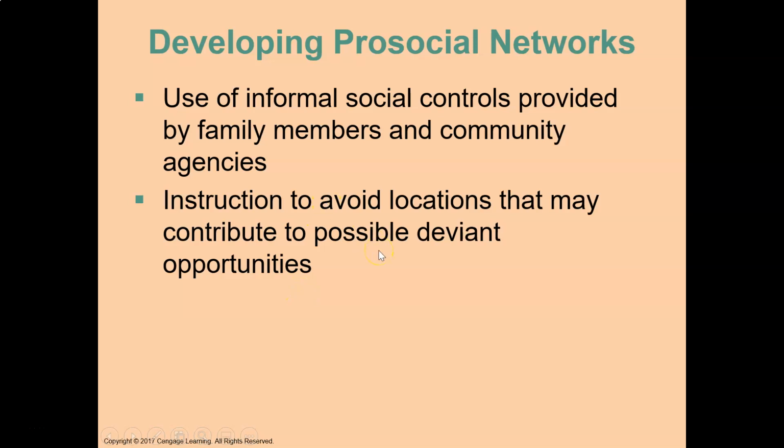It would be great to instruct them to avoid locations that may contribute to possible deviant opportunities. Yeah, you can tell them that they cannot associate with gang members. Again, another tough part of this, though, is you send them to a substance abuse treatment program. Guess who else is there? A bunch of other drug users. So it's pretty tough to try to tell them to stay away from drug users when you send them to a drug treatment program with a bunch of drug users, right?